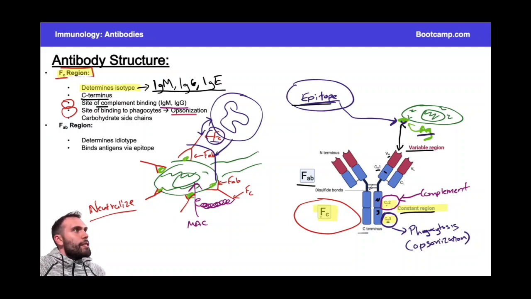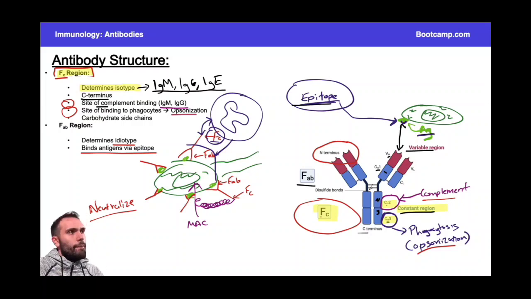So in the FC region, we have a couple things going on. Complement activation, opsonization are going to happen at this heavy chain region. The variable region is what's binding the epitope. Remember, that's what's binding the epitope, binds antigens via the epitope, and this variable region will determine the idiotype. So the idiotype is referring to what this antibody can specifically bind to, what specific structure, specific epitope can it bind to, and with what strength can it bind to that epitope. So there's usually going to be a very unique antigen binding pocket, and that's referring to this idiotype. And this idiotype is going to be formed through things like VDJ recombination, which we'll talk about in the next slide.